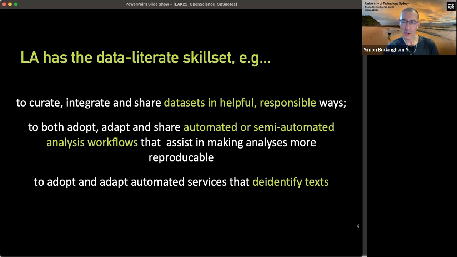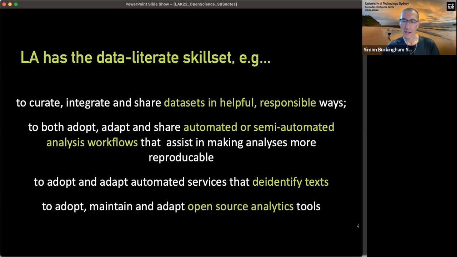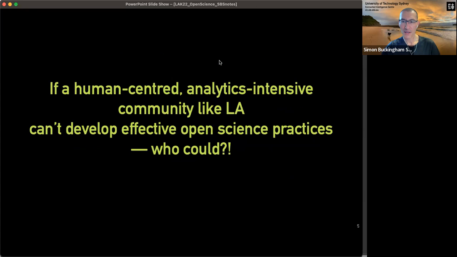We could, for example, know with much more confidence how to adopt or adapt an automated service that de-identifies texts by removing named entities, etc. We understand how that technology works more deeply than someone just pulling it off the shelf, for example. And we are a community amongst many who know how to adopt, maintain, and adapt open source analytics tools. So many of the community are already using R and open source text analytics and et cetera, et cetera. So good skill set to have. Arguably, if a human-centered, analytics-intensive community like us can't develop effective open science practices, who could?